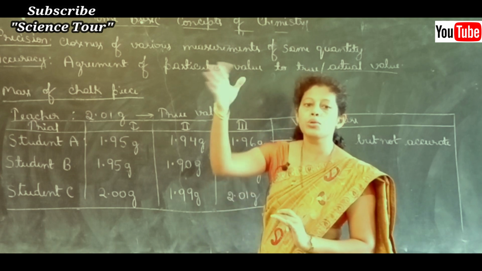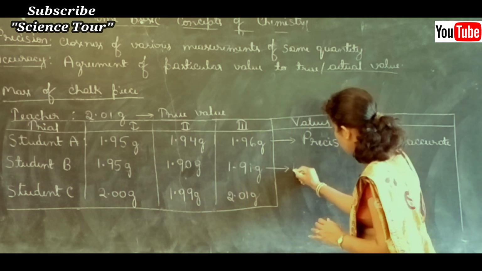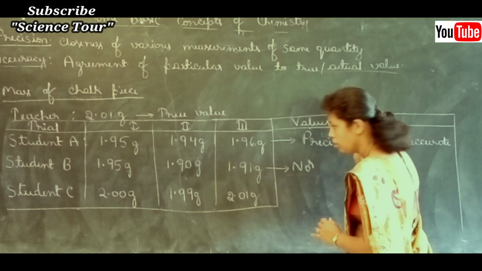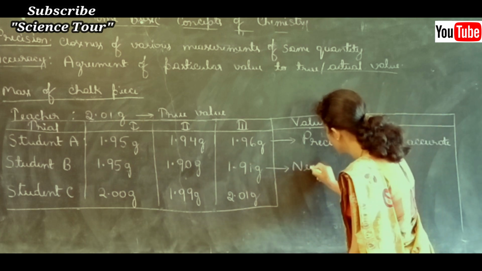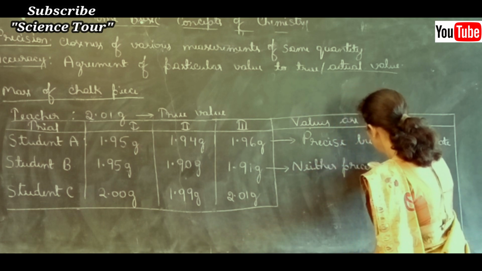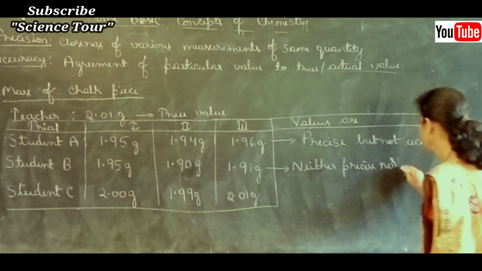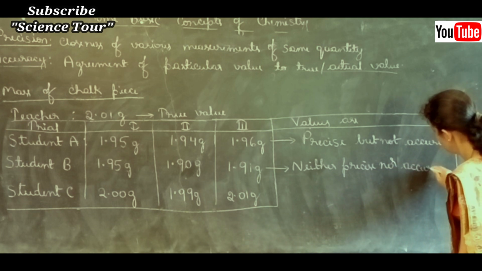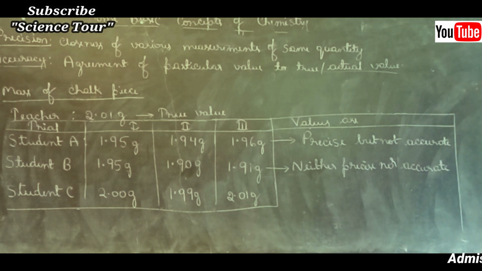Even no value is close to the true value. Means values are neither precise nor accurate. Values are neither precise nor accurate.